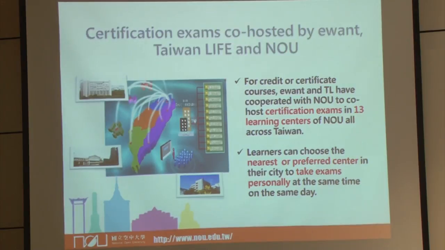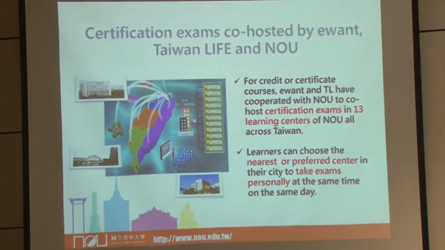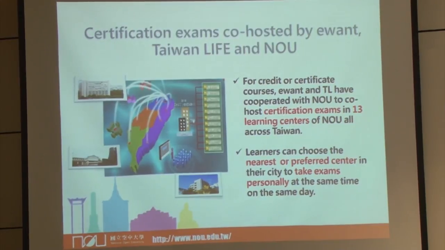So the student can choose the nearest or preferred center because there are 30 learning centers in our university around Taiwan. So the learner can choose any one of the learning centers to take the certificate examination in person. It may be an offline examination or a traditional paper examination, but he has to finish the examination by himself. So students can take the examination at the same time and the same day, but in different learning centers.